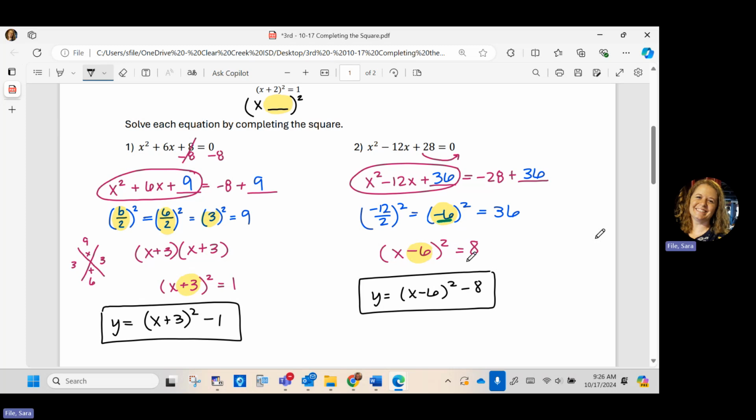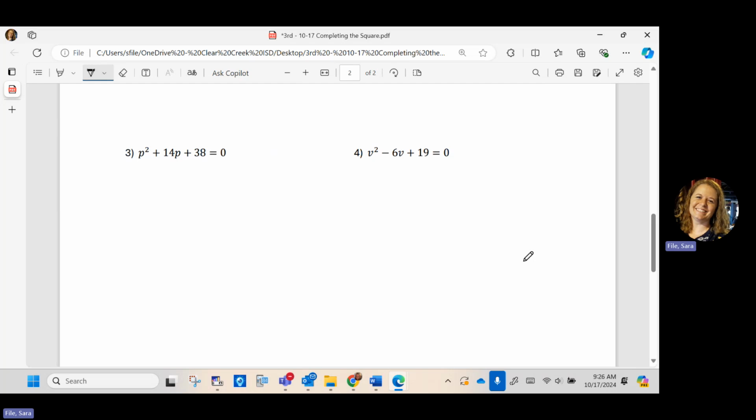Okay, that's why we need to be able to go from standard to vertex form so that we can identify the vertex and what transformations take place, all that stuff we were working on the past couple days. It's got to be in vertex form for us to be able to do that. Now let's try another one. Flip over to the back.